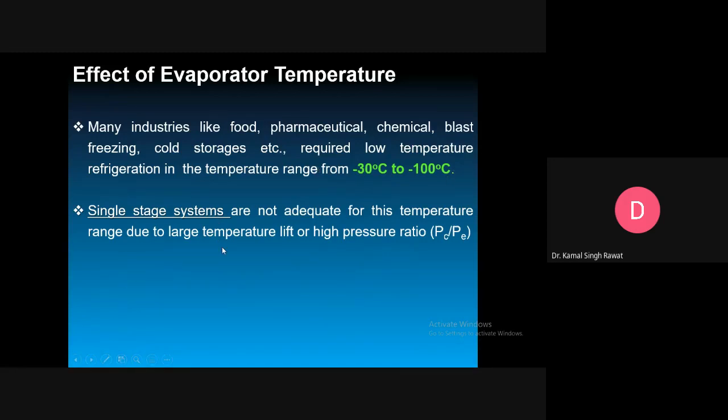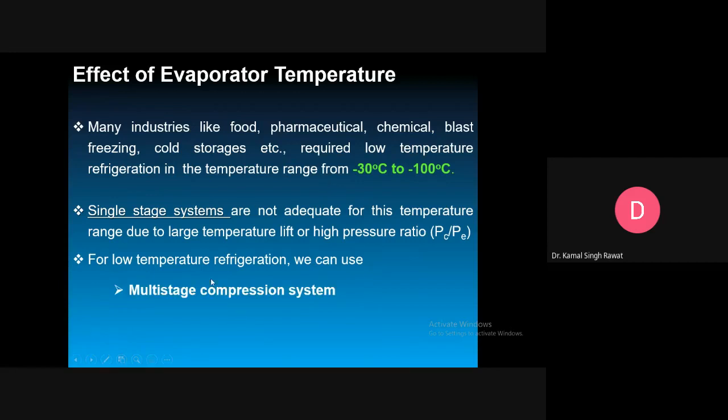Okay, so if you want to achieve the refrigeration in this range, we have some other options, that are multi-stage compression system. In the single stage system, we have two pressure limits: condenser pressure and evaporator pressure. Only two pressures in the system. अगर ये दो प्रेशर के अलावा हमारे पास अगर तीसरा प्रेशर भी हो जाता है, तो ऐसे रेफ्रिजरेशन सिस्टम को हम बोलते हैं मल्टी स्टेज कंप्रेशन सिस्टम.